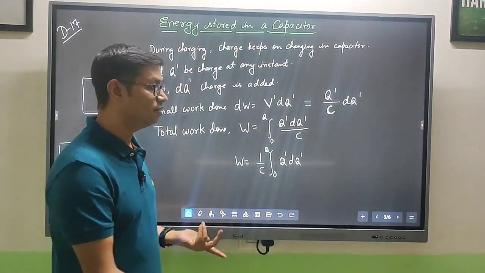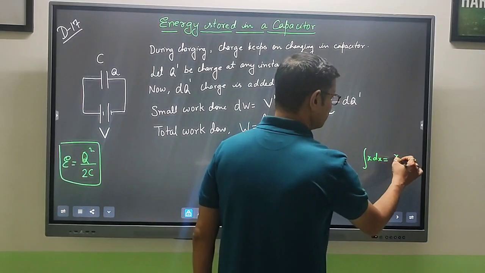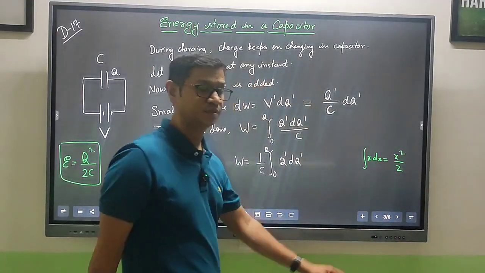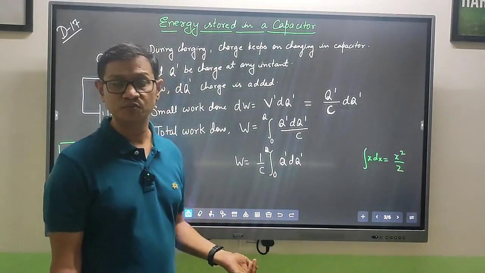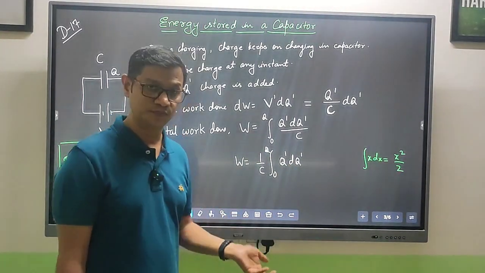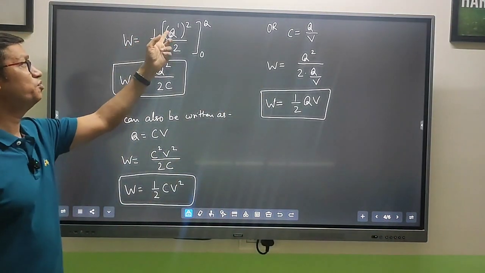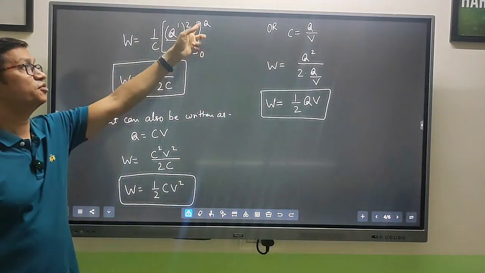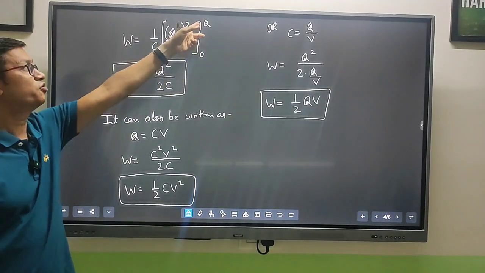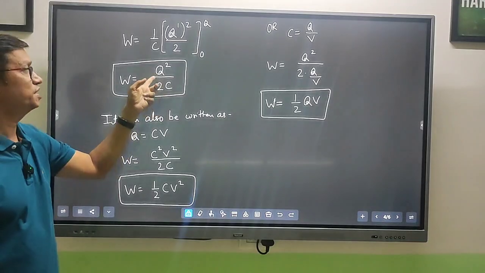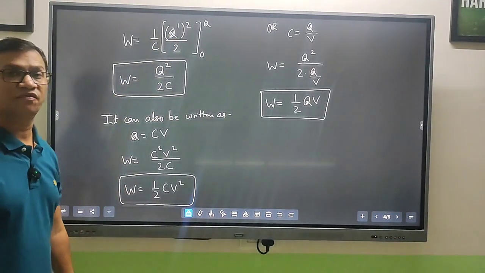Now to integrate this, we know that the integral of x dx is x square by 2. So here, for Q dash dQ dash, it will be Q dash square by 2. So W is equal to 1 by C, Q dash square by 2, with limits 0 to Q. Now when you put in the limits, at Q equal to 0 it becomes 0. So it will be just Q square by 2C. And this is what we were intending to derive.